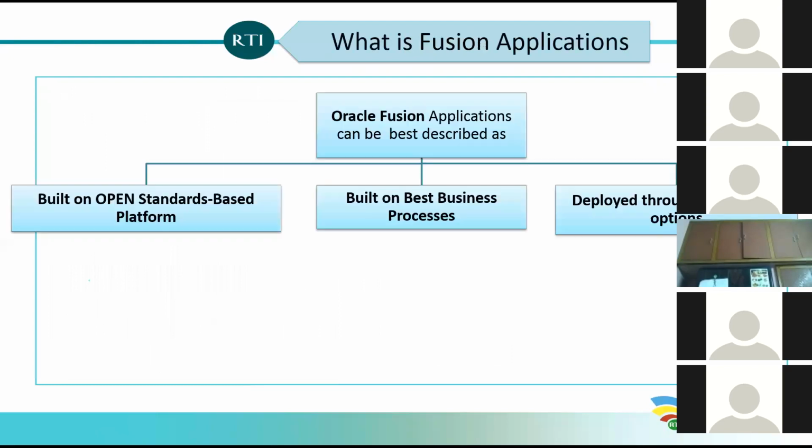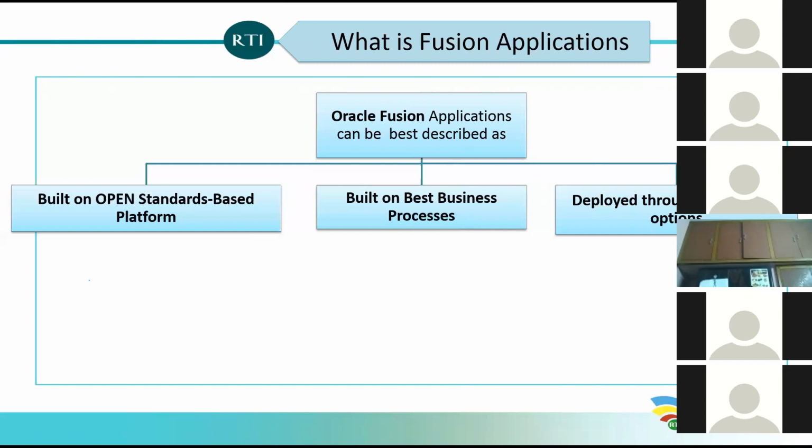So I would say Fusion application can be best described as built on an open standards-based platform. What do you mean by the open standards-based platform? To build any application, we need two things. One is a great technology, and one is good business processes. We need those two things. If you have a great technology, then the implementation is very quick. If you have great business processes, then it is very much reachable to the end user very quickly, right?